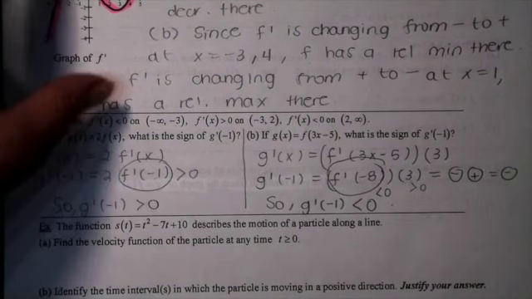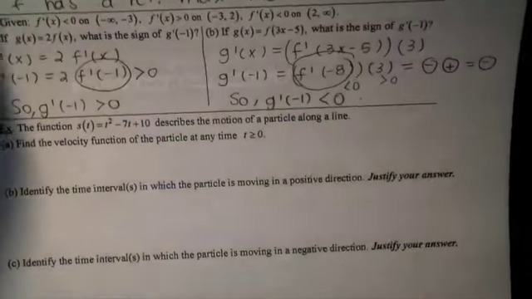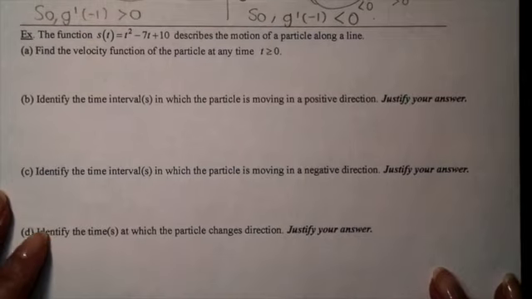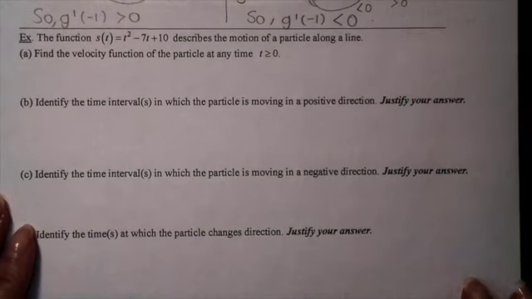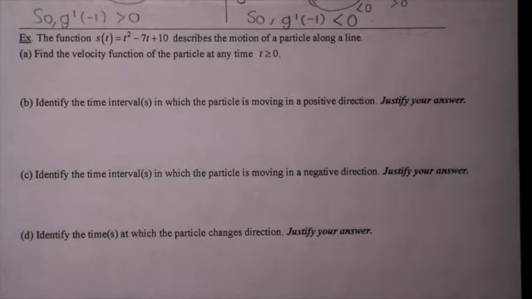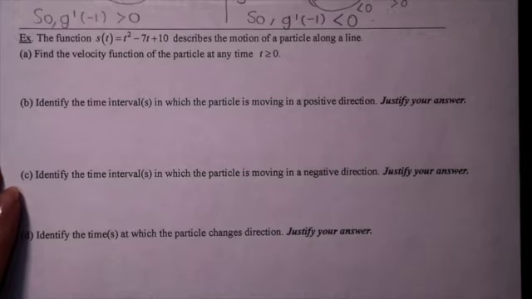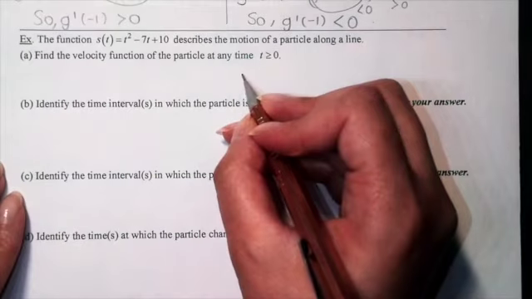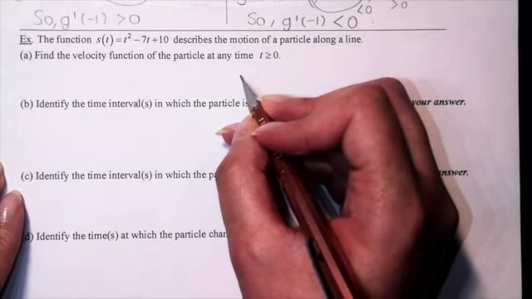So hopefully you do. Okay, so the next one that we have over here: you have the function s of t is equal to t squared minus 7t plus 10. What it is describing is the motion of a particle along a line. So what are they asking you to find here? Find the velocity function of the particle at any time that it's greater or equal than 0.